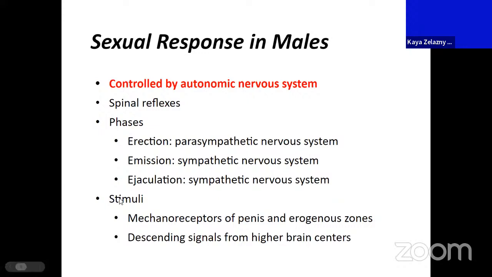Okay. All right. In terms of stimuli for this process, we're going to be thinking both about brain function and about receptors, right? So we're going to have mechanoreceptors. So we're thinking touch receptors in the penis and in other erogenous zones.